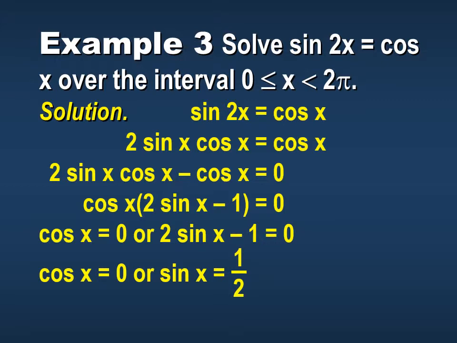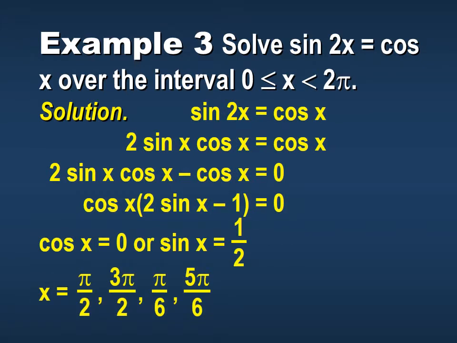So I'm going to look at my chart. What angles, when I say cosine of that angle, do I get 0? And again, for sine, what angle can I plug into sine that gives me 1/2? And when I do that, I get pi over 2, 3 pi over 2, pi over 6, 5 pi over 6. All of those are valid angles that when I plug into cosine x, I get 0, or when I plug into sine x, I get 1/2.